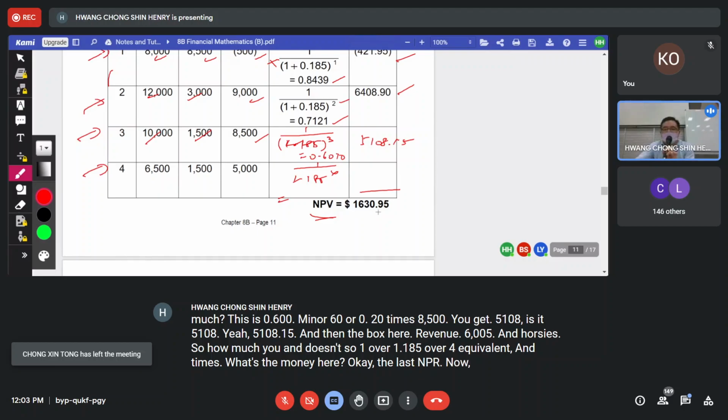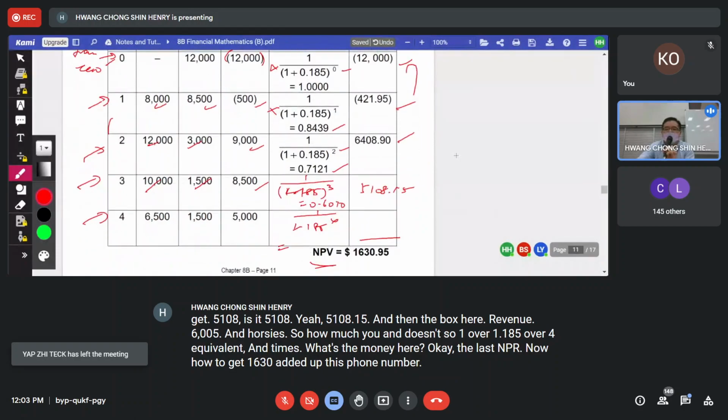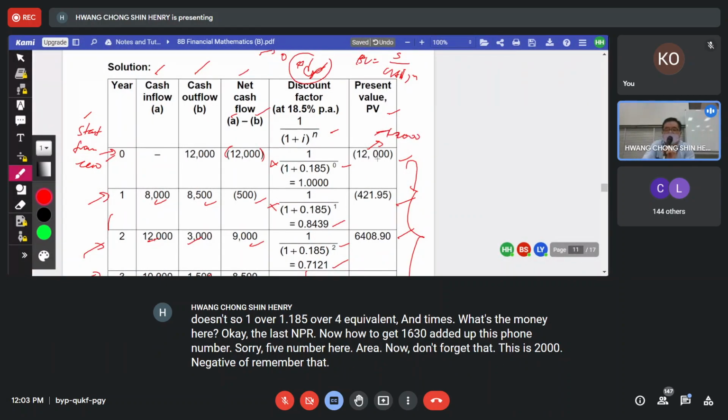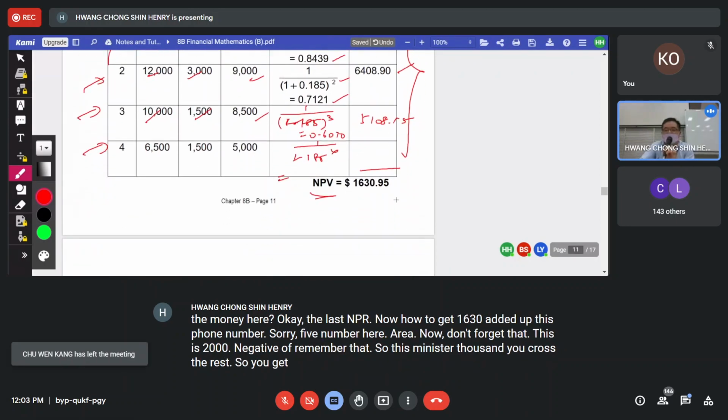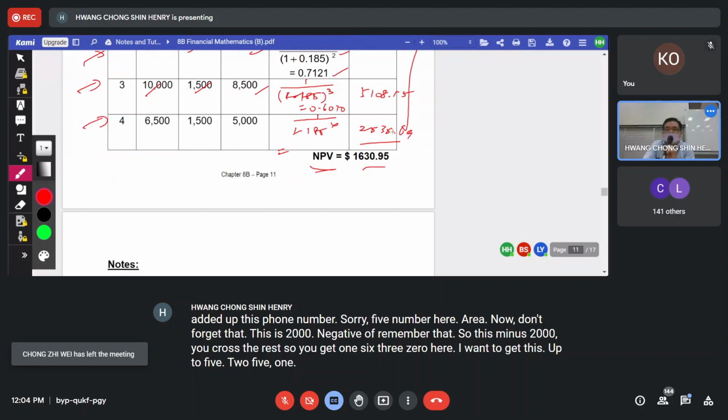Now, how to get 1630? Add up these numbers. Sorry, 5 numbers here. Add it up. Now, don't forget this is 12,000 negative. Remember the bracket. Rookie one. So this is minus 12,000, you plus the rest. So you get 1630 here. How much do you get this up? 25,351.69. Okay. So you get 1630.